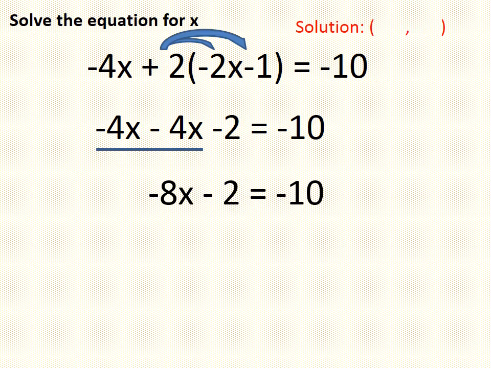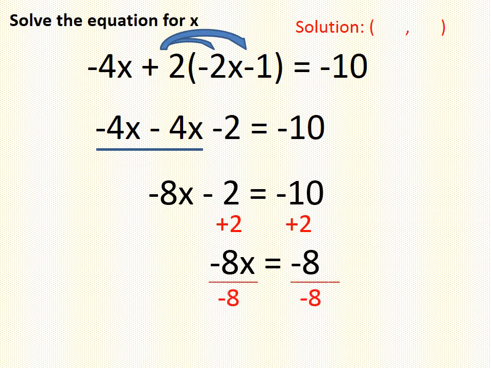Now this is a two-step equation. All I need to do is to add 2 to both sides, which makes me end with negative 8x equals negative 8. The last step is to divide by negative 8 on both sides, and the answer is going to be x equals 1. So that's the x value of the intersection point or the solution for the system of equations.